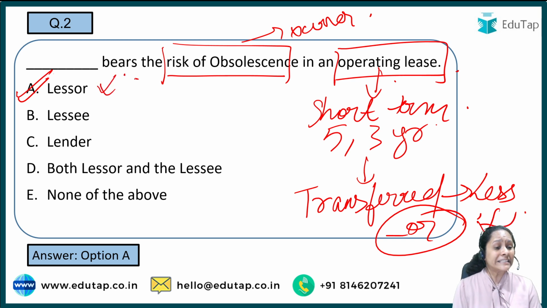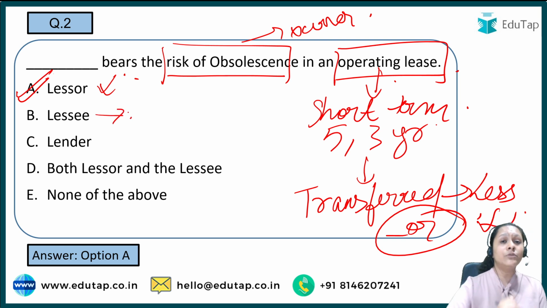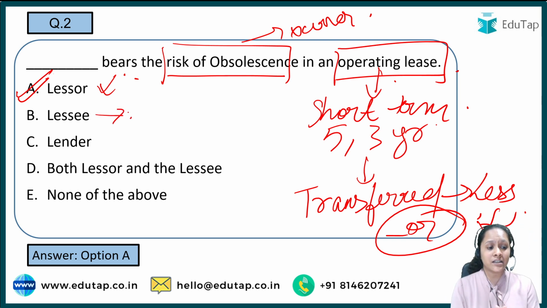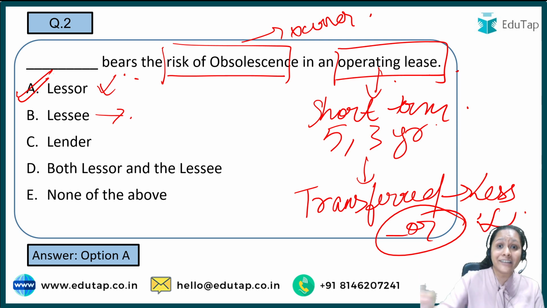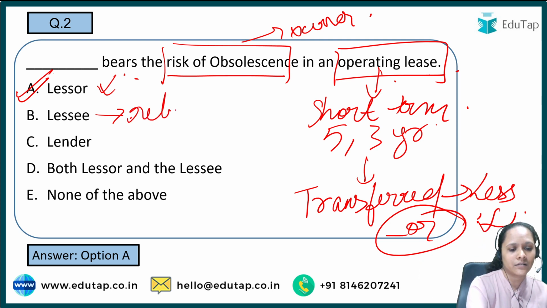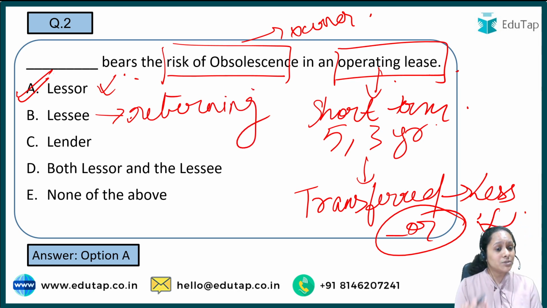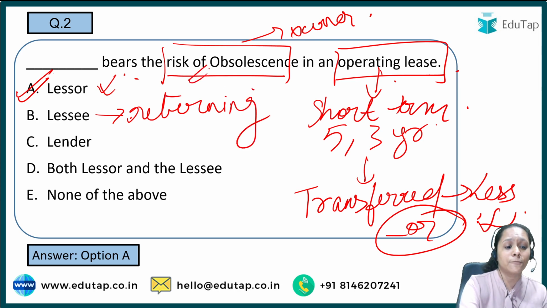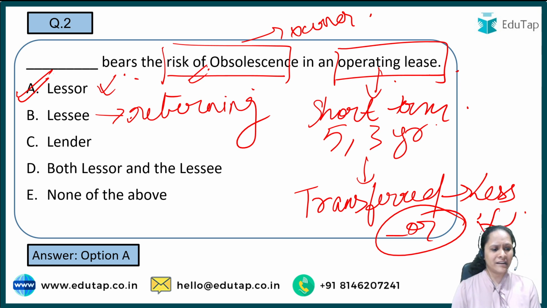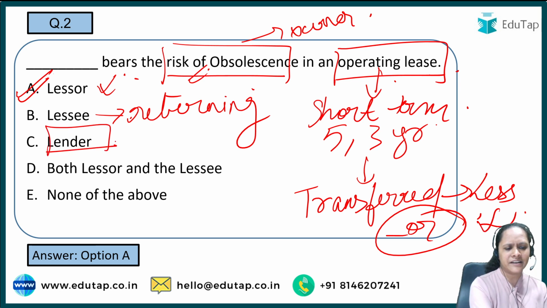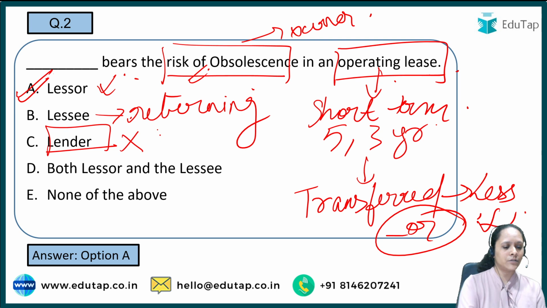Now who is lessee? Lessee is the person who will be using the asset. So in case of an operational lease, what did I tell you? The lessee would be returning back, so which means he is not owning the asset, so which means he'll not bear the risk of obsolescence. And operational lease mein lender hai kya? Lender to nahi hai. So this option is ruled out. And as I said, the ownership goes to lessee, so option D is also ruled out.